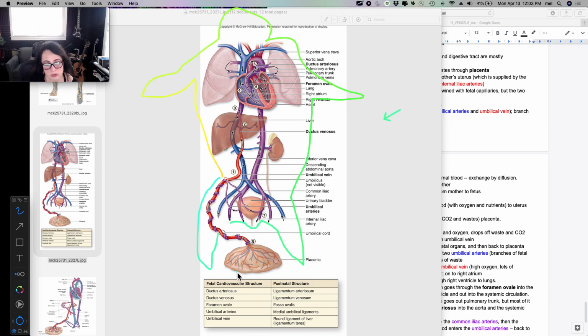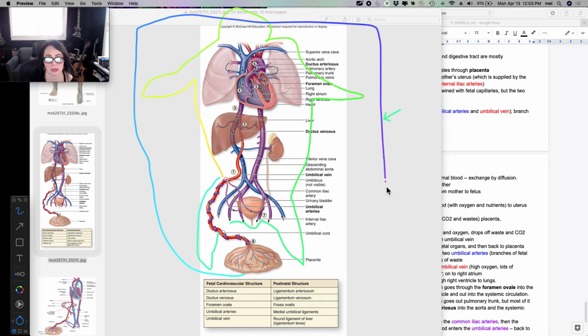So what I want you to imagine is that all of this is inside the mother's uterus. So I'm going to draw a big old uterus, okay? And this guy right here is called the placenta. The placenta is this disc-shaped, really weird-looking structure that actually is attaching the fetal circulation to the maternal circulation.